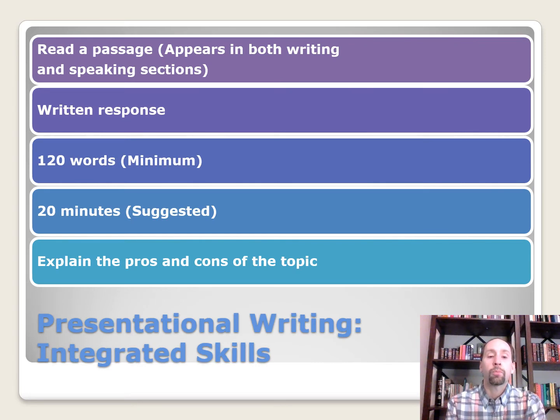And then the last writing prompt is the integrated skills section. So there's going to be an article that you're going to read, and for the writing portion, we're going to give our opinion. And then later on in the speaking section, we're also going to give our opinion, communicating in a written form and also in a spoken form. But this is the written portion of that. So read a passage. It's going to appear in both the writing and speaking section. And then we need to provide a written response. Again, 120 word minimum, and they suggest that we spend about 20 minutes on it. They're going to give us a theme, and we're going to explain the pros and cons of that theme. And again, we want to give some examples that we can think of.